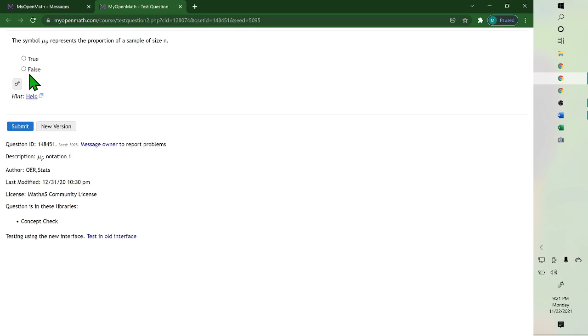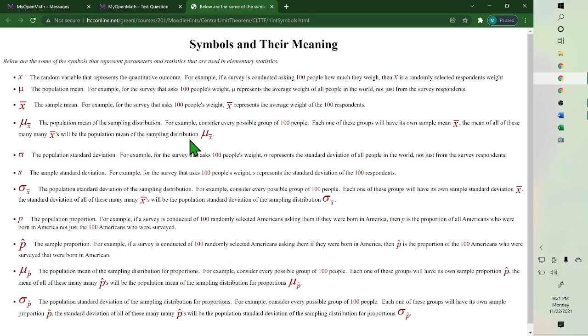Under the problem, finding the symbols in the help, it has all the definitions. I think it helps a lot. The symbol, if it's just an X, that's just a piece of the data. So whatever you're getting or asking.